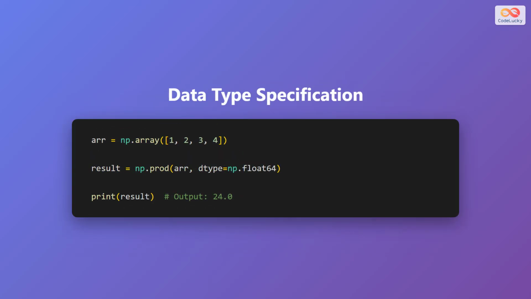You can specify the output data type using the dtype parameter. Here we calculate the product of 1, 2, 3, and 4, but we specify dtype equals numpy.float64. This ensures the result is returned as a floating point number, 24.0, instead of an integer.